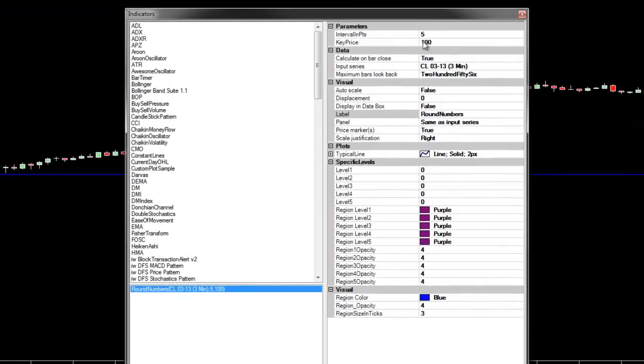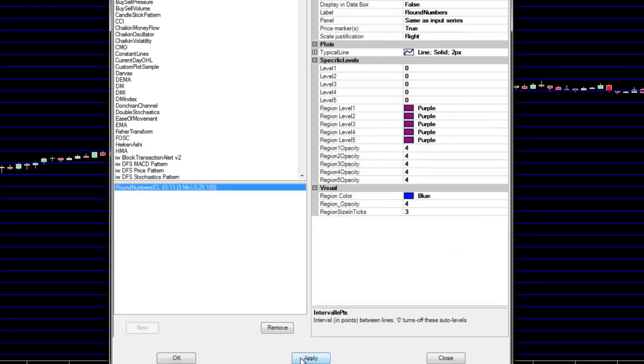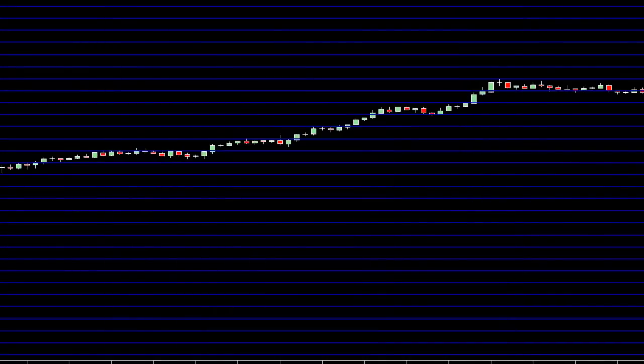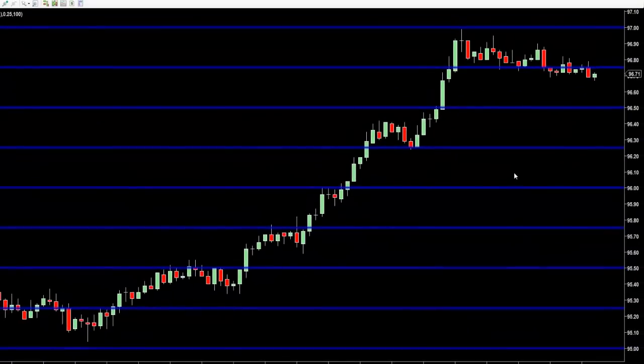For the CL, rather than even 5 intervals, because the CL is 100 ticks per dollar, for the CL I like to put in 0.25. Simply click apply, close, and there we have it. Now I've got my round number increments for every 25 ticks. I like to set mine at 96, 96 and a quarter, 96.50, 96.75, and so on.